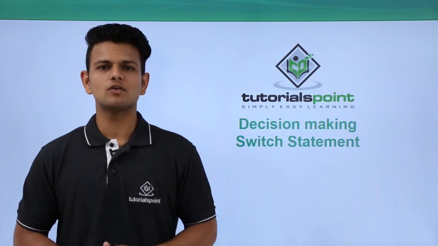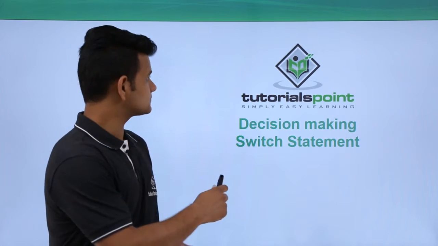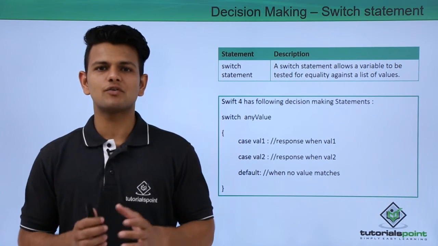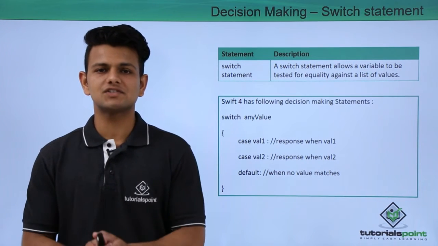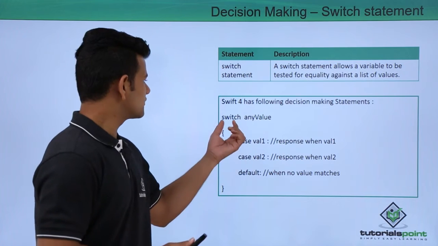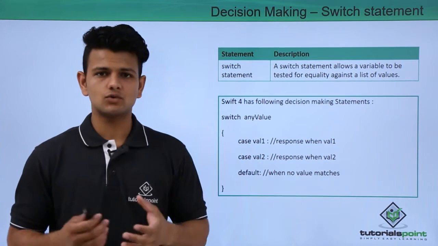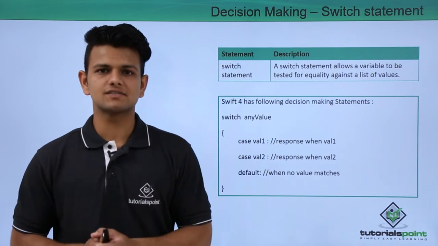Hi, in this video we will learn about decision making using switch statement. A switch statement allows a variable to be tested for equality against a list of given values. The syntax of a switch statement is: first we write the switch keyword, after that we write any value that we want to test against. Inside the braces we write the number of cases we want to test.